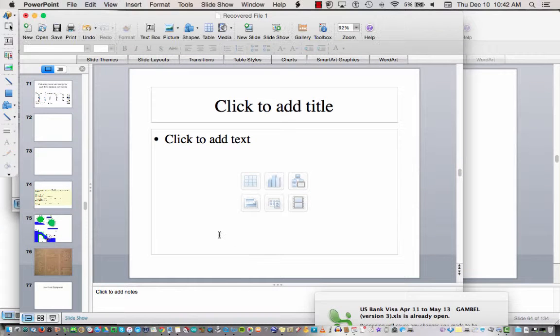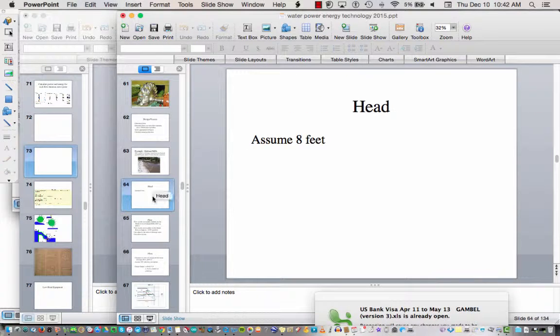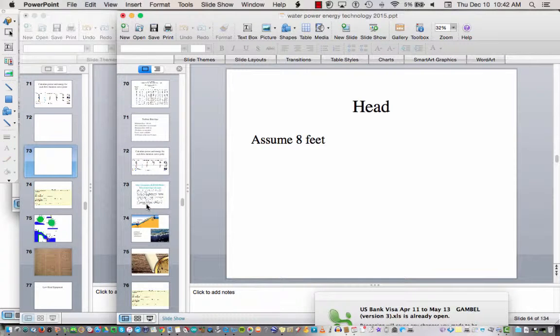So there's two pieces missing here. Hold on just a second. Let me look. Got the wrong wind energy tech. Okay.